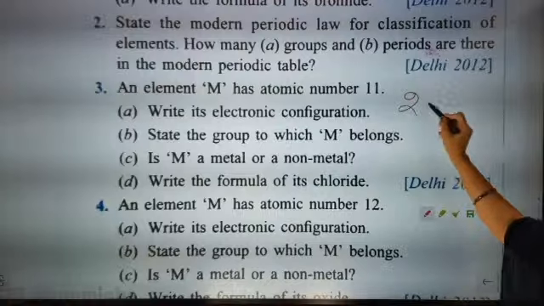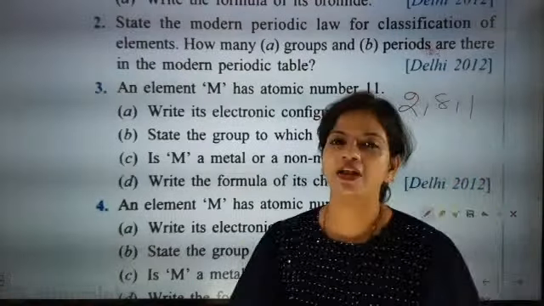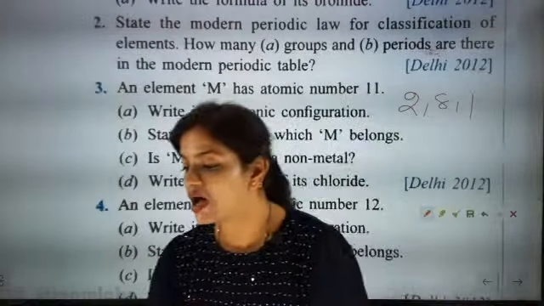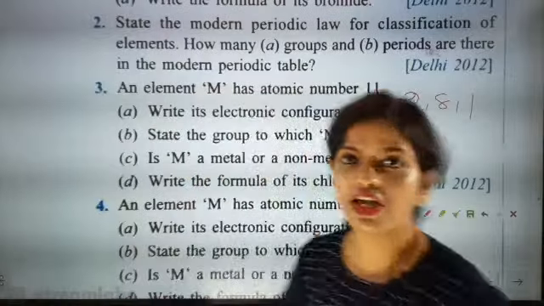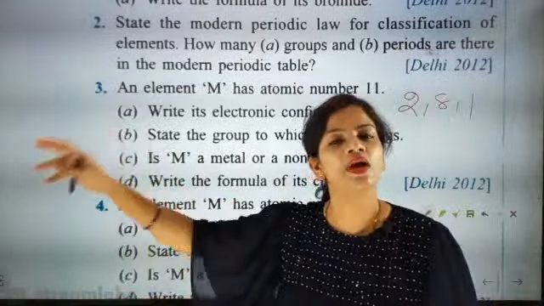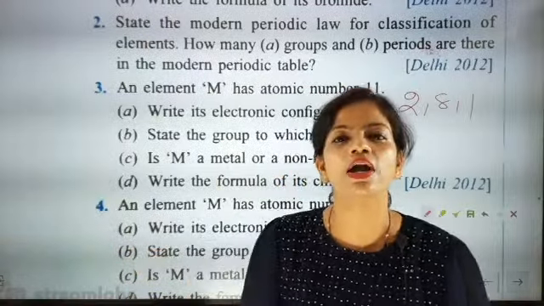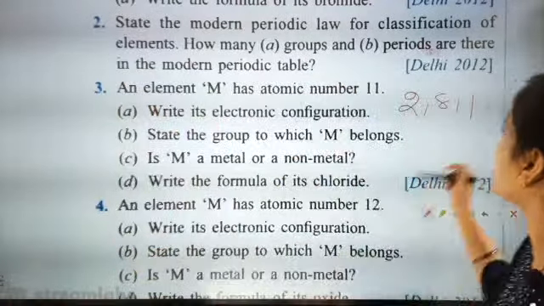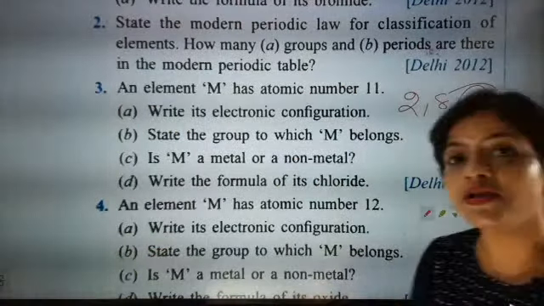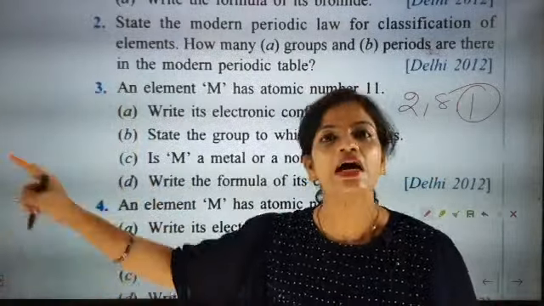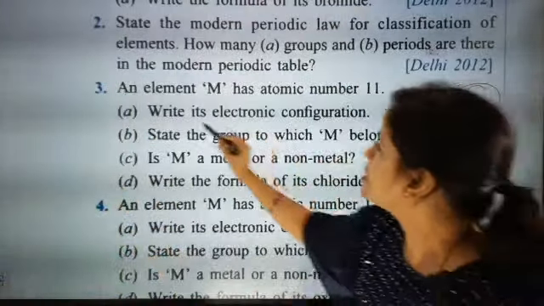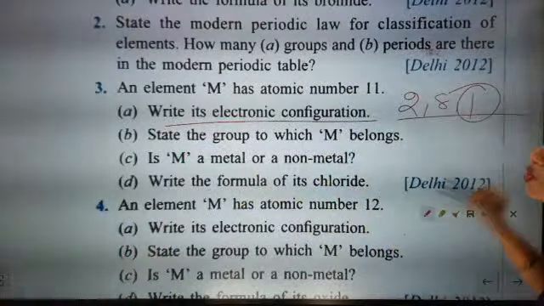Now look here, these are called representative elements. Group 1, group 2, and the p-block groups 13 to 18 are called representative elements. Now the outermost orbit has 1 electron, so it belongs to the s1 alkali metal family. So the electronic configuration is 2, 8, 1.